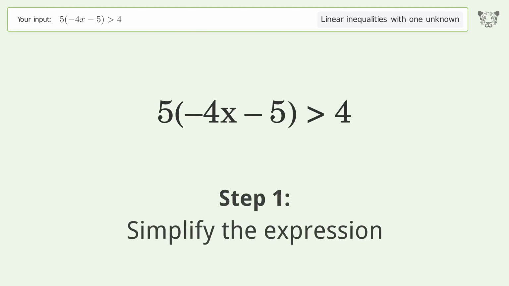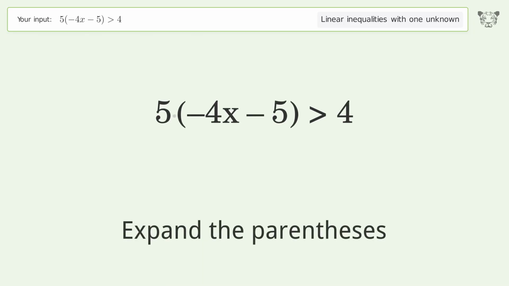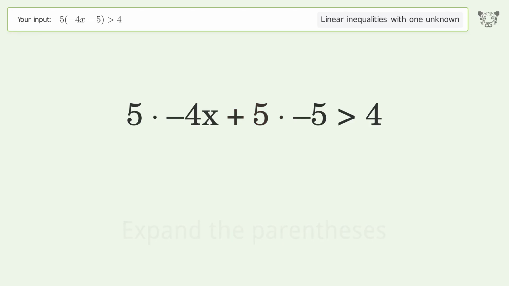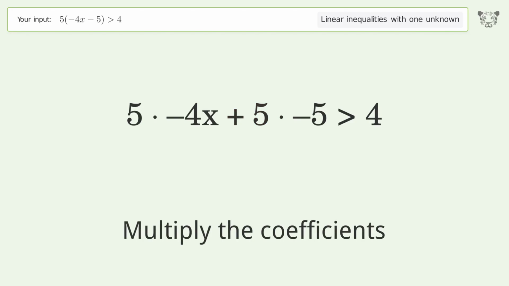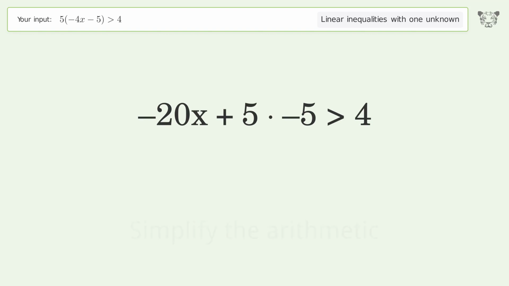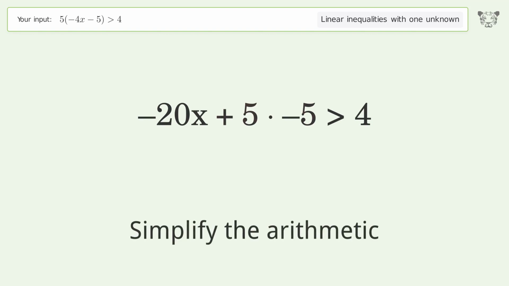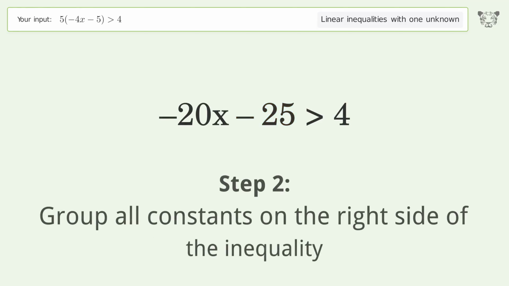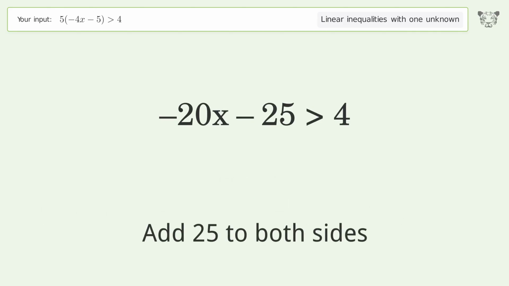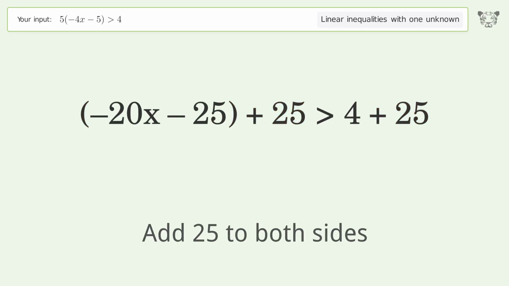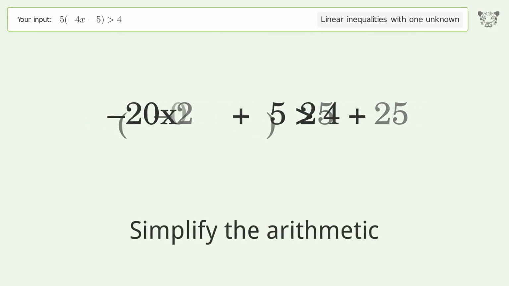Simplify the expression. Expand the parentheses. Multiply the coefficients. Simplify the arithmetic. Group all constants on the right side of the inequality. Add 25 to both sides. Simplify the arithmetic.